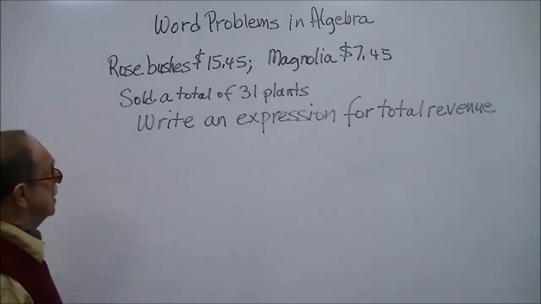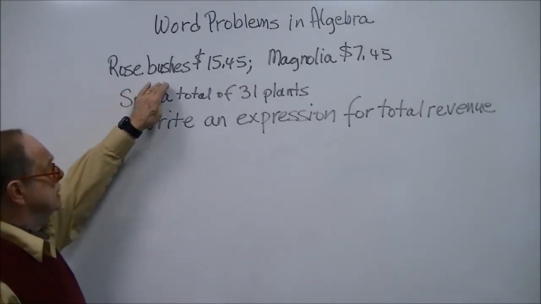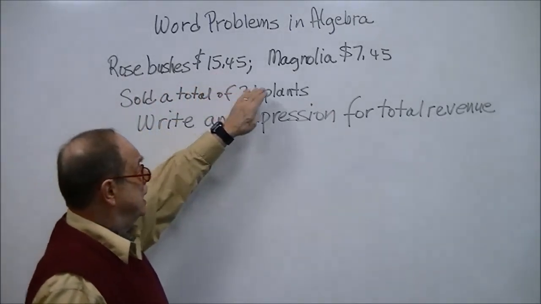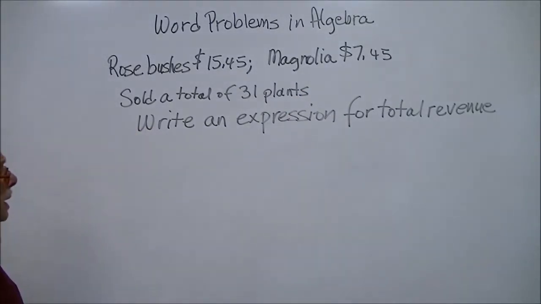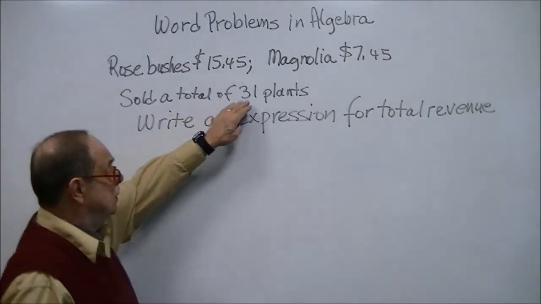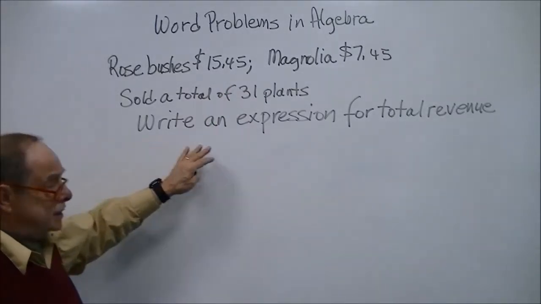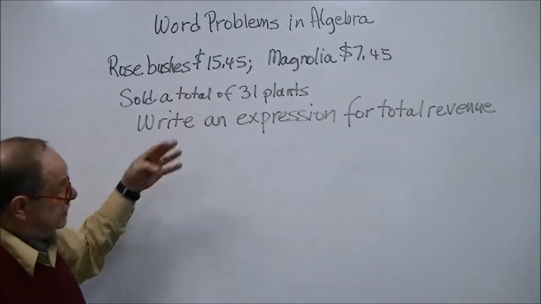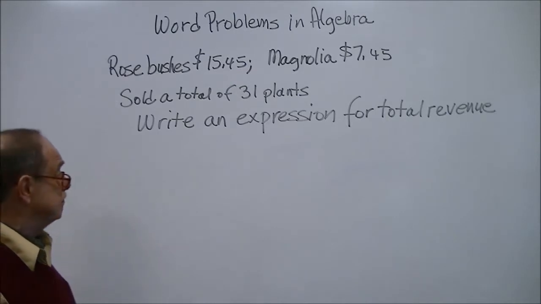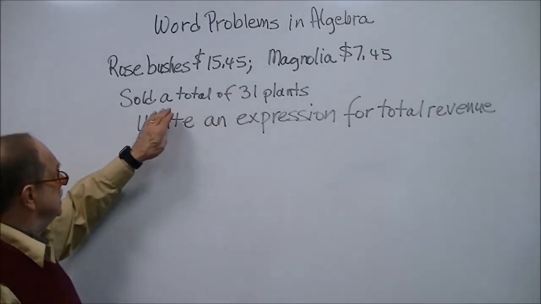All right, in this next one, what we're going to feature is we're selling rose bushes that cost this, and small magnolia bushes that cost this. And at a particular nursery, that day they sold 31 plants altogether. They want you to write an expression for the revenue that these plants would give. So this is where we're going to look at this part carefully.